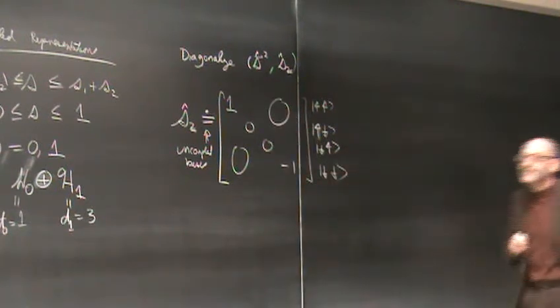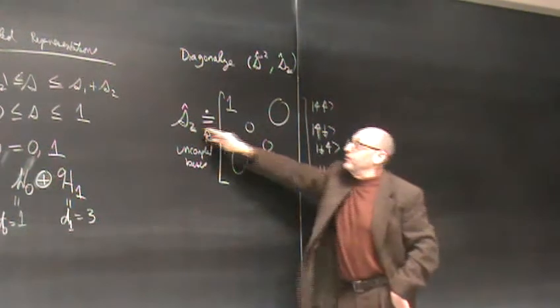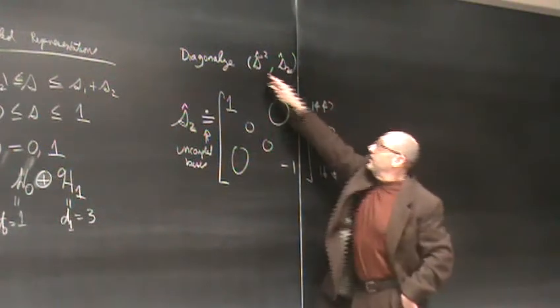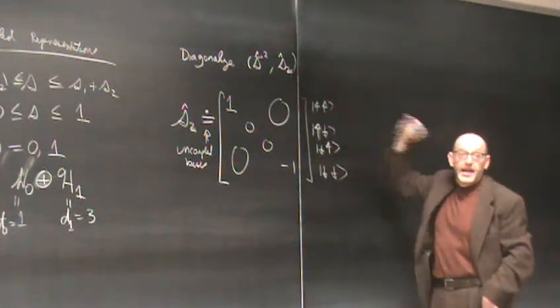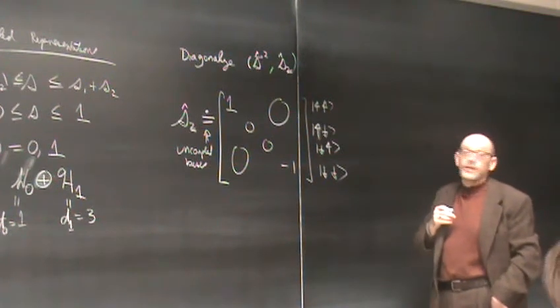We have to diagonalize the total S squared. So we want to find the matrix representation of S squared in this basis and then diagonalize it. Okay? So, how are we going to do that?